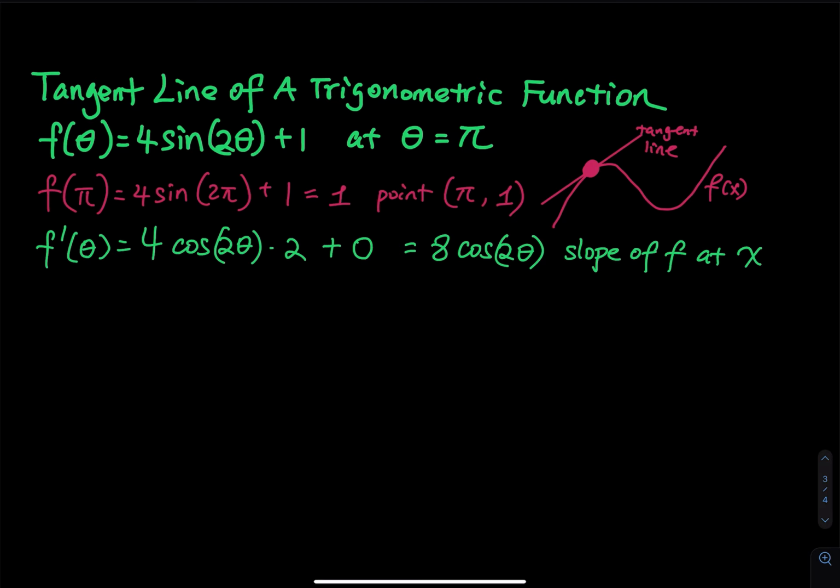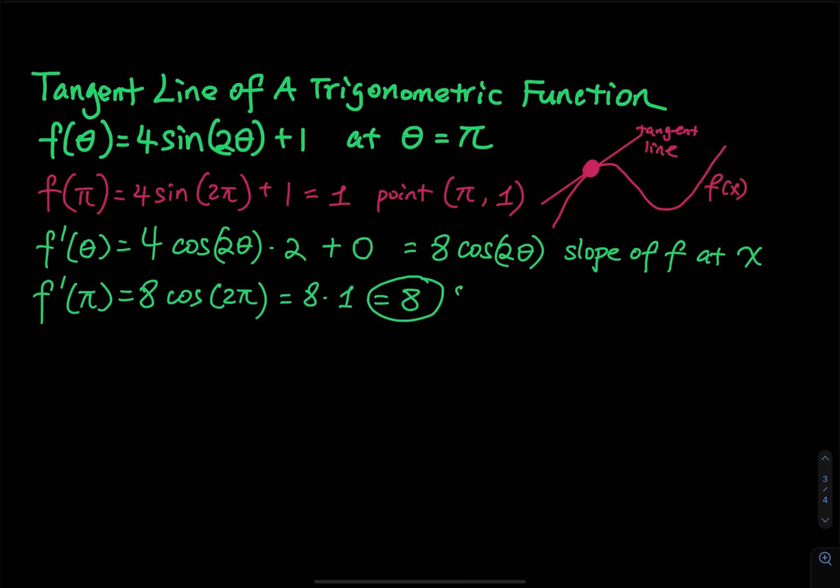And then to be specific, what happens when theta, or x, is equal to pi? At that point, you have to plug in pi. Then you have 8 times cosine of 2 pi. Cosine of 2 pi is equal to 1. So you have 8 times 1 equals 8. This is the slope of the tangent line at that point, at the point pi, comma 1.